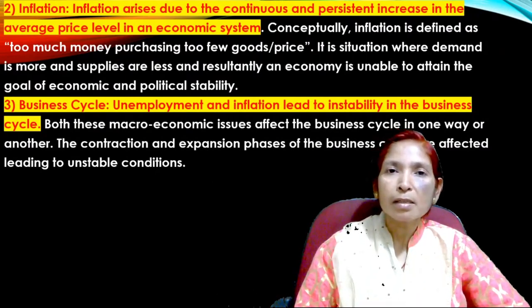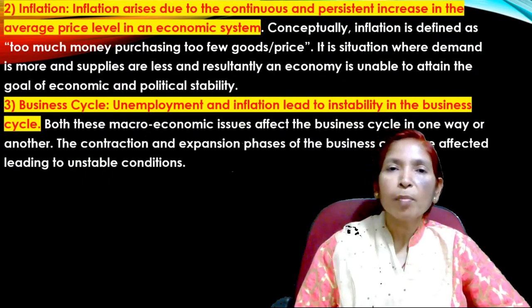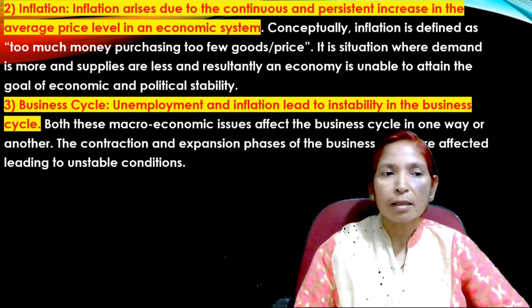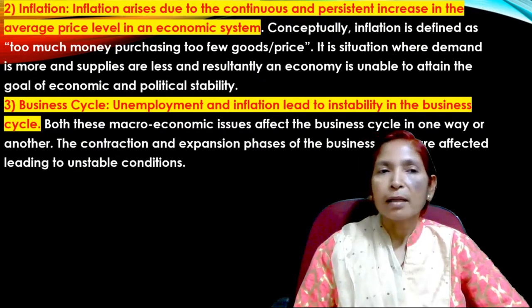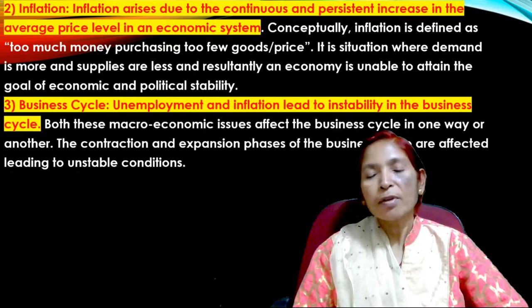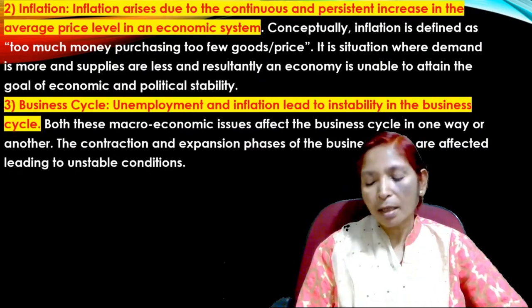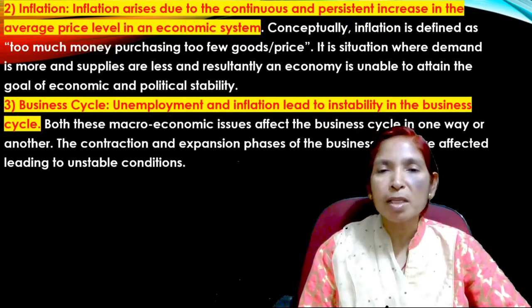Next is business cycles. Business cycles are known as wave-like fluctuations. Unemployment and inflation lead to instability in the business cycle. Both these macroeconomic issues affect the business cycles in one way or another. The contraction and expansion phases of the business cycle are affected, leading to unstable conditions. Boom, recession, depression, and recovery are the stages of business cycles.